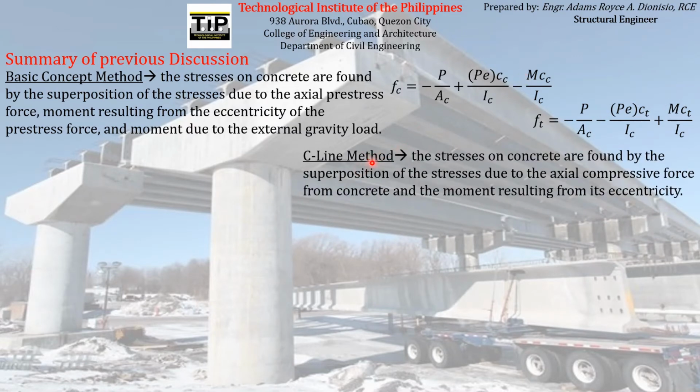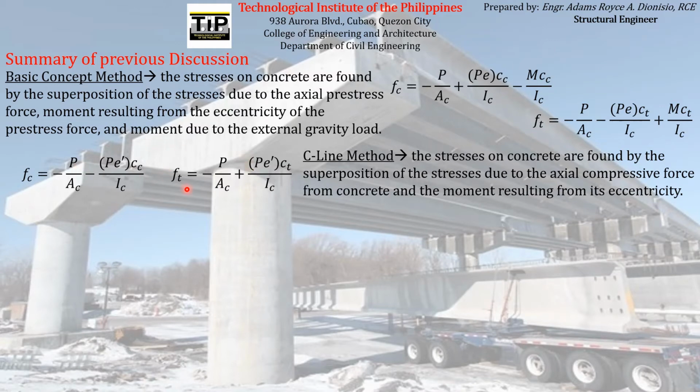The second method is almost related to the first method, which is the C-line method, wherein the stresses on concrete are found by the superposition of the stresses due to the actual compressive force from concrete and the moment resulting from its eccentricity. In equation form, the formula for the C-line method is this, wherein we utilize the total compressive force acting on the concrete element itself. You can see here the formula is just the sum of the actual compressive stress coming from the total compressive force acting on the concrete and the moment due to its eccentricity. And you have to take note that the force P, which is the prestressing force, is just equal to the total compressive force acting on the concrete itself.